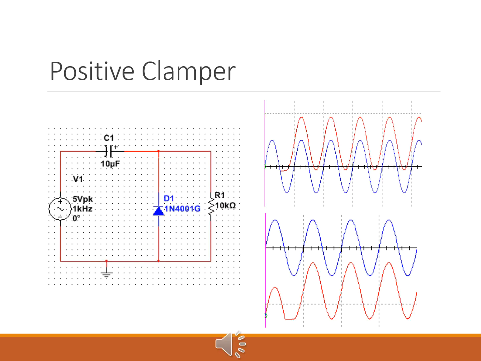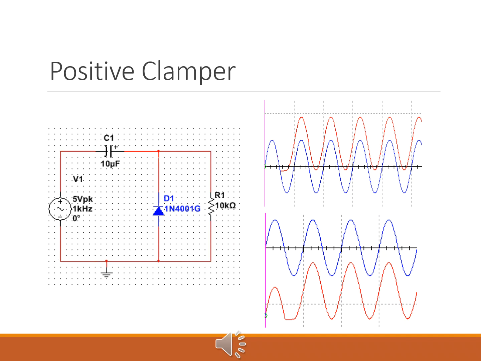Okay, so we're going to explore the positive clamper here. It's, again, a diode-based circuit. It shifts an AC waveform upward, hence the name positive clamper, and it does this by adding a DC level. Let's look at how this works in a little bit more detail through this simulation.